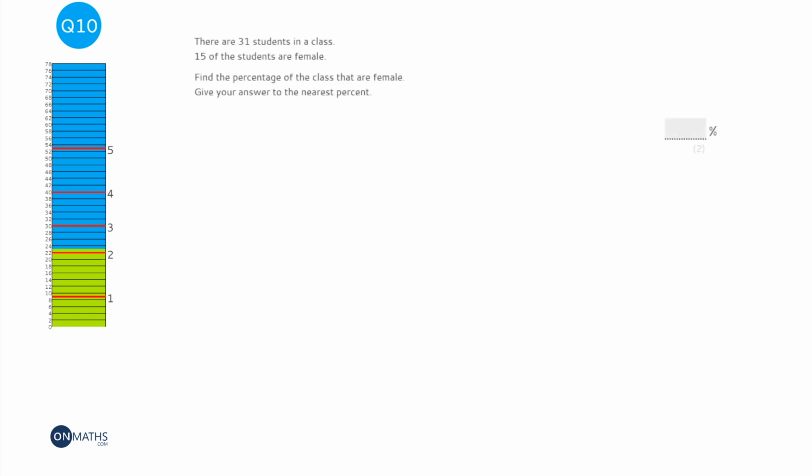Instead of going straight to percentages for this question, I would first of all get it as a fraction. So it says there's 15 students who are female and 31 altogether. So the fraction is going to be 15 over 31. And to simply convert between fractions and percentages, all you need to do is times by 100. And percent means per 100, so it's always going to be times by 100, and that'll always give you a percentage.